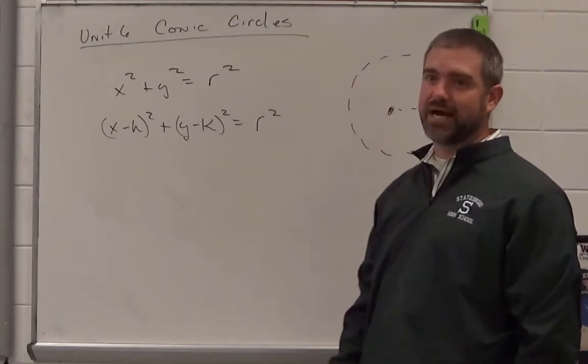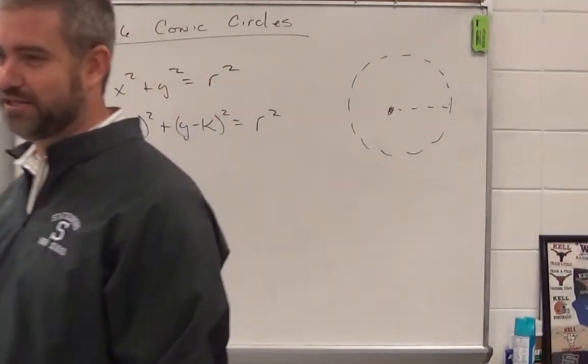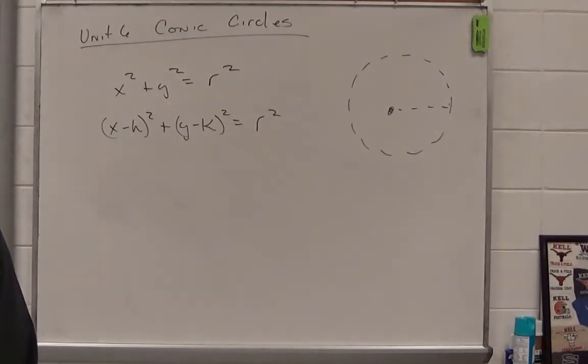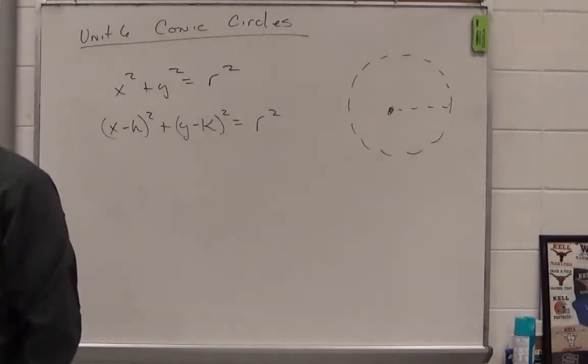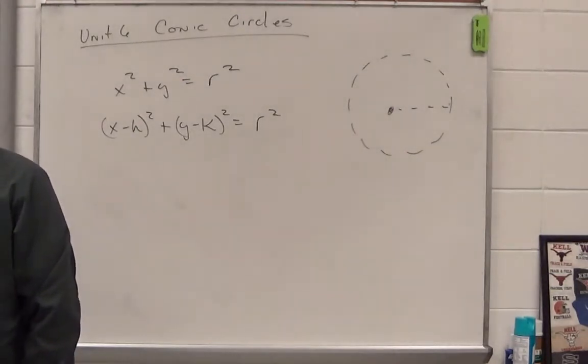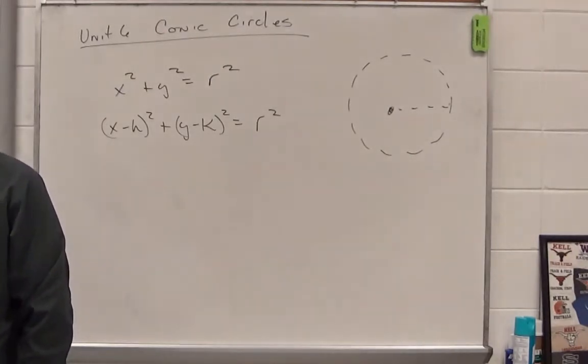The definition, write this down, seeing as how we don't know the definition of a circle: the definition of a circle is the set of all points equidistant from the center. The set of all points equidistant from the center. It has to be equal distance. If it's not equal distance, then we get an ellipse, or something else. We don't get a circle.